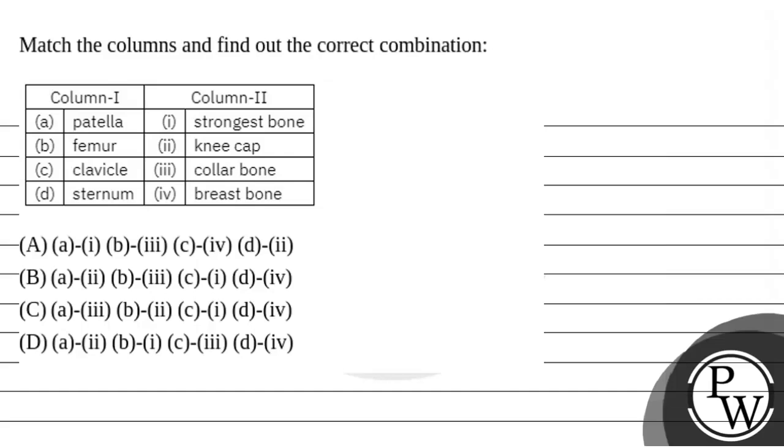Hello बच्चों. So let's read the question. The question says, match the columns and find out the correct combination. First column में दिया हुआ है patella, femur, clavicle and sternum. Second column में दिया है strongest bone, kneecap, collarbone and breastbone.